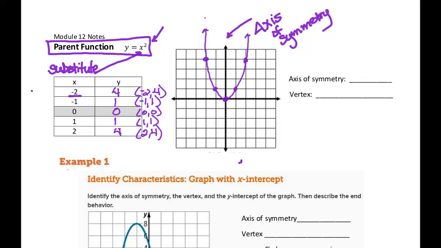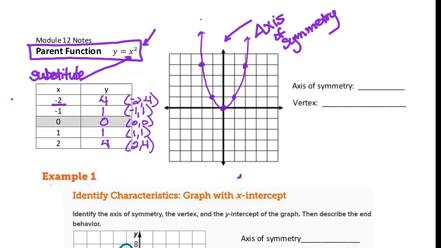All right? Now, what is my axis of symmetry? Well, let me back up. Let's do the vertex first. What is my vertex? 0, 0. Yes, right here. This is your vertex, and that is the point 0, 0.